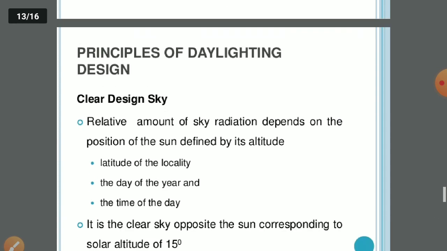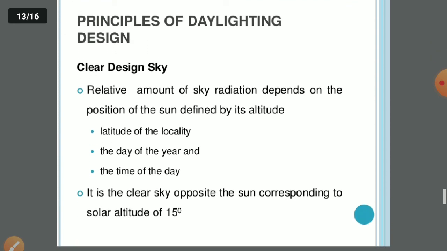Okay, the principle of daylighting. Clear design sky: the relative amount of sky radiation depends on the position of the sun, defined by its altitude. It is a clear sky opposite the sun, corresponding to a solar altitude of 15 degrees.